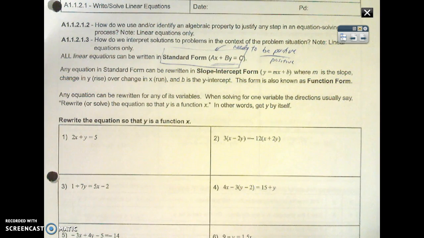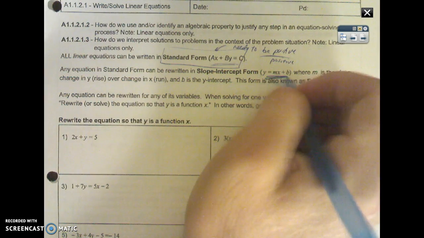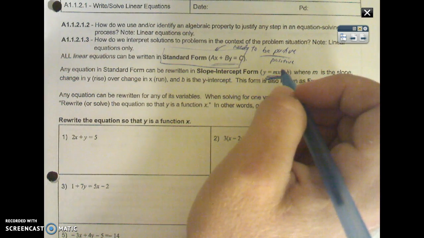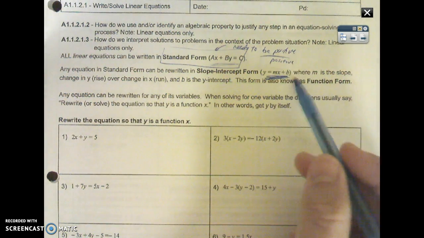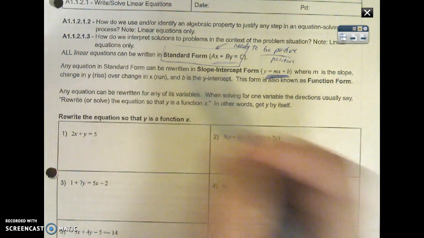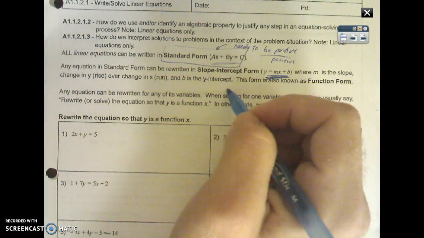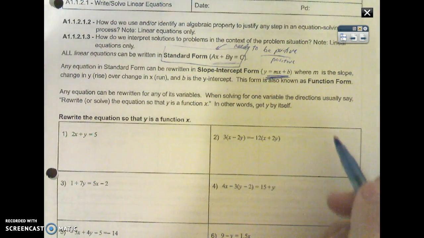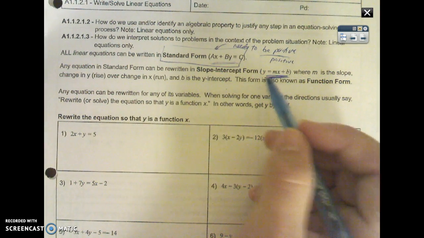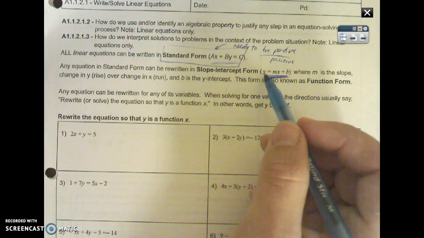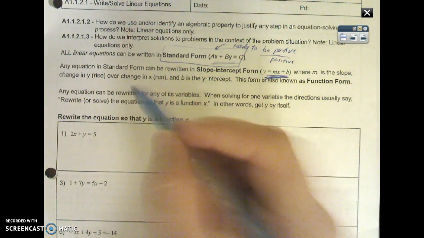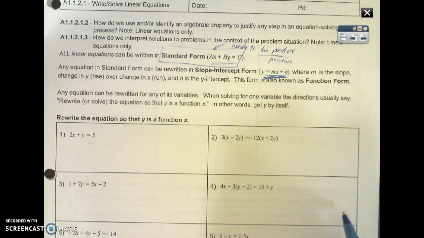Any equation in standard form can be written in slope-intercept form, y equals mx plus b. This is the one I need you all to know. m is the slope, which is rise over run, change in y over change in x, and b is the y-intercept. This is also known as function form. We're going to use this more than anything else. Any equation can be solved for any of its variables.